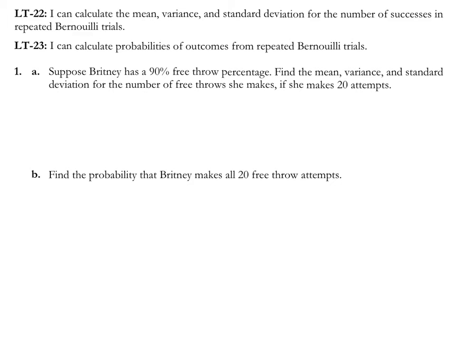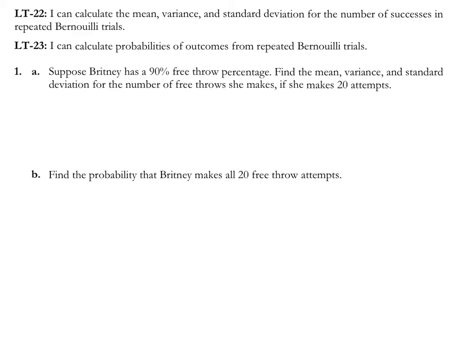So this review video is going to be about learning targets 22 and 23. Learning target 22 says I can calculate the mean, variance, and standard deviation for the number of successes in repeated Bernoulli trials. Learning target 23 says I can calculate probabilities of outcomes from repeated Bernoulli trials. So these two learning targets are related, and people often get them confused what they're supposed to do for each one. So I decided to make a combination review video of these two learning targets.